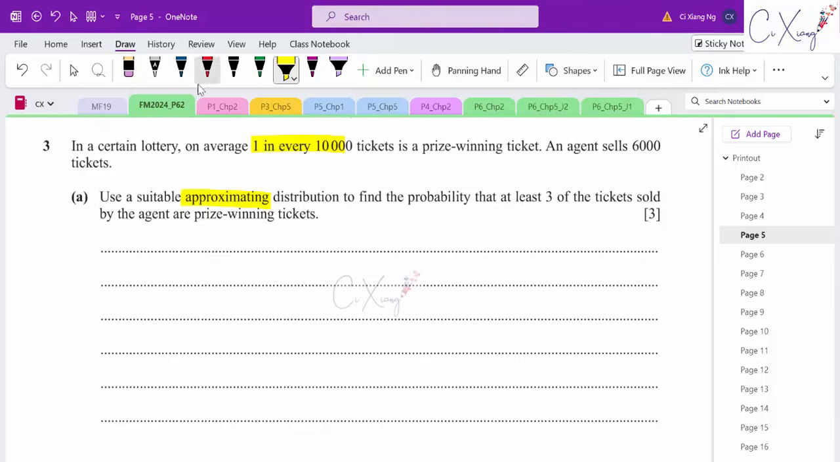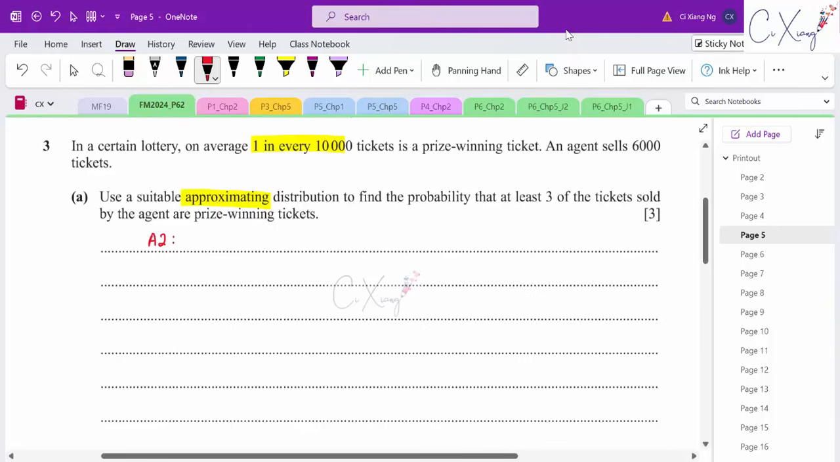The keyword here is approximating. That means you should change from one distribution to the other distribution for the calculation of the probability. So you need to analyze a little bit. For the A2 syllabus, this is Stats 2, we have 2 types of approximating distribution. The first one is from binomial to Poisson, and the second one is from Poisson to normal.